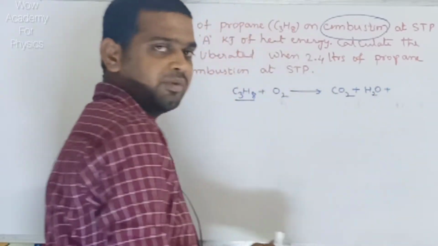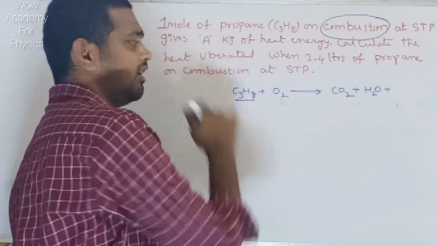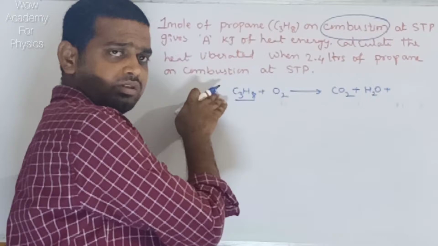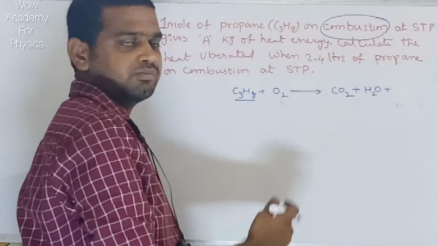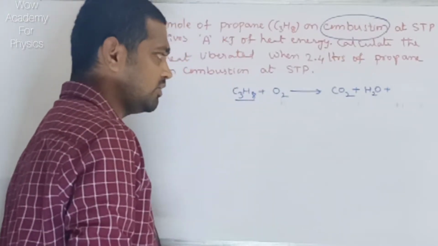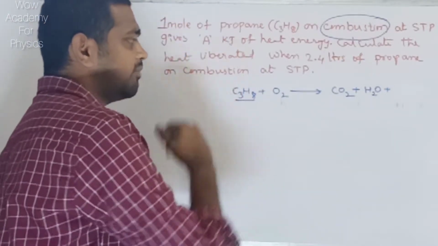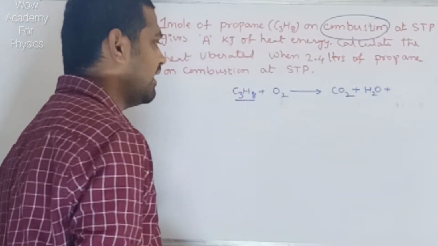Later I will write the heat energy term. Why? Because 1 mole of propane on combustion produces 8 kilojoules. If you get 2 moles of propane after balancing, you need to write 16 kilojoules. After balancing, I will write the heat term in kilojoules. So C3H8 plus O2 gives rise to CO2 plus H2O. The first step is to balance the chemical equation.